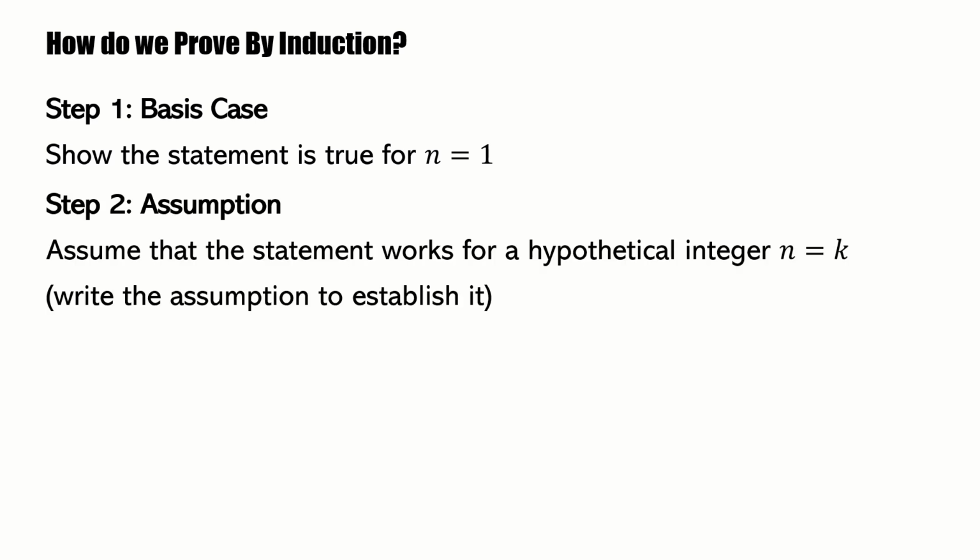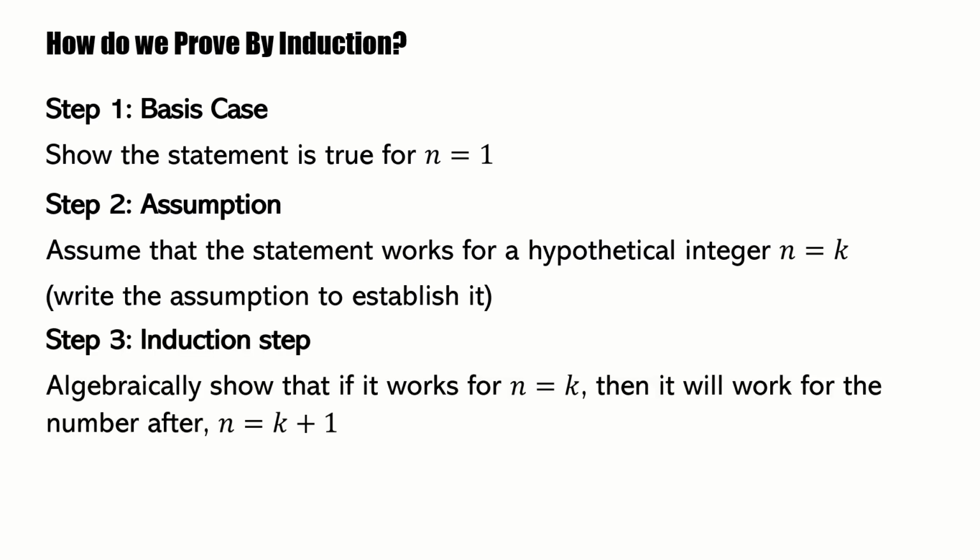Step 2 is an assumption. You've got to make the assumption that the statement you're trying to prove works for a hypothetical value of k, where k is an integer. To establish this assumption, you write it down as part of your proof.